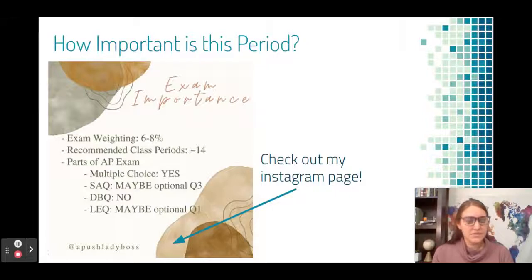So first of all, this is not one of the most important periods in the APUSH curriculum. Period 1 and Period 9 are kind of the least emphasized on the exam, and then Periods 3 through 8 have an equal weighting. The exam weighting for Period 2 is just slightly less than those, at 6 to 8%. So it for sure is going to be covered in the multiple choice. There could potentially be a short answer question. It would be the third question for the short answers, and it would be optional between questions 3 and 4. And then it will not be on the DBQ, and it could be on the LEQ as optional question 1.